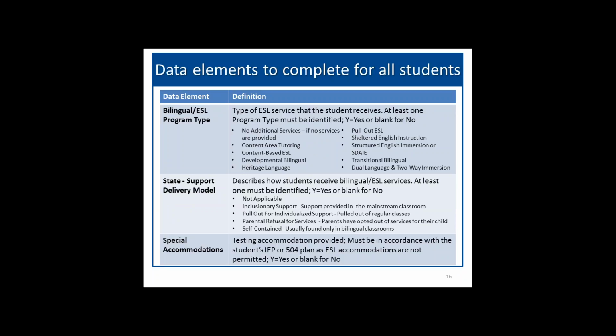Next, there are a number of bilingual or ESL program types. This is the same as in past years. This basically describes the type of service the student receives. So no additional services means no additional services are provided to the student. Content area tutoring, content-based ELL, ESL, developmental bilingual, and so on. And you need to mark Y for at least one of these options, even if it's just no additional services, for each student on the roster.